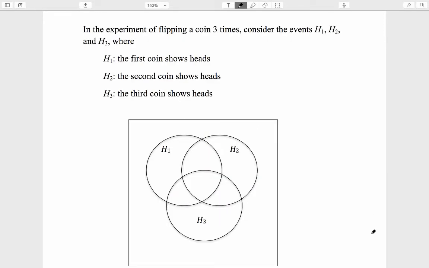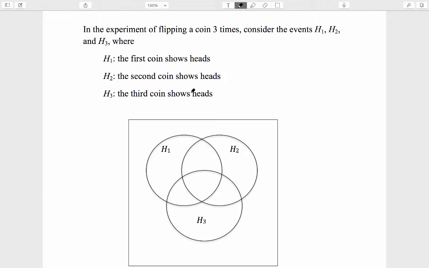In the Venn diagrams we have looked at thus far, we have had examples with many outcomes in a single basic region, or sometimes just one outcome in a basic region, and occasionally no outcomes at all in a basic region. Something interesting happens in this next example. In the experiment of flipping a coin 3 times, let's look at the events H1, H2, and H3. H1 is the event that the first coin shows heads, that is, the first flip of the coin shows heads, H2 the event that the second coin shows heads, and H3 the event that the third coin shows heads.